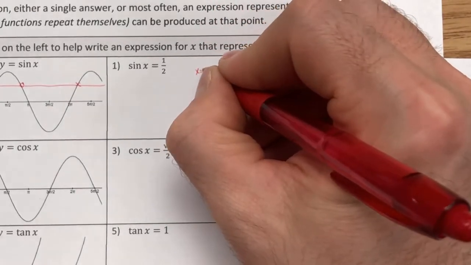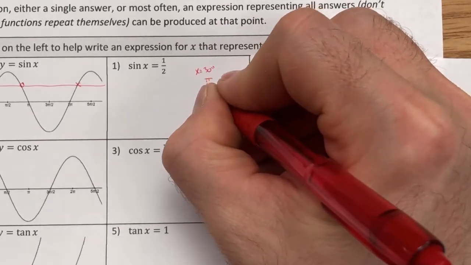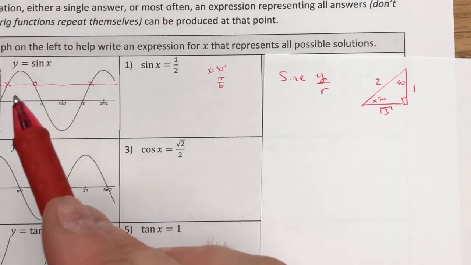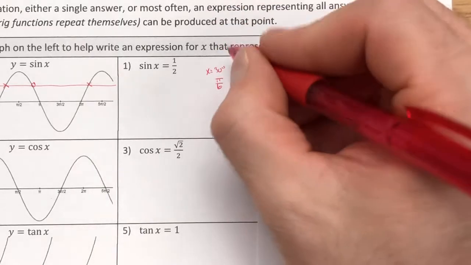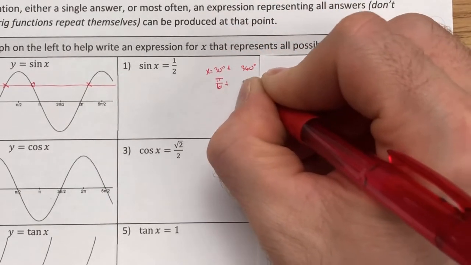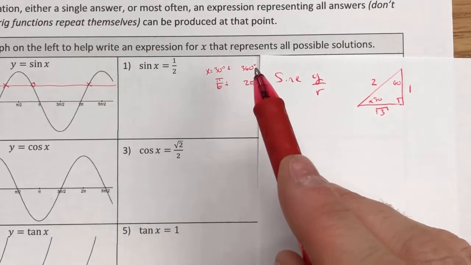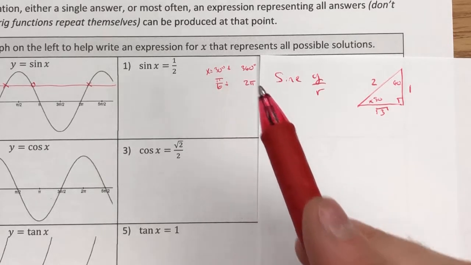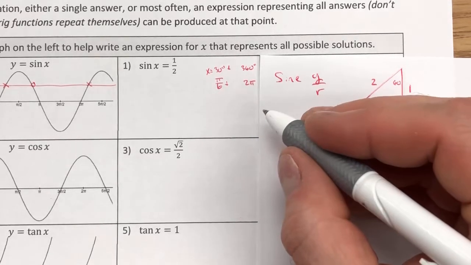I know that x is going to be equal to 30 degrees, or if I want to put that in radians, pi over 6. And then because I've seen the graph and I know that it repeats itself, I know that sine repeats itself every period, or every 360 degrees. If it was radians, every 2 pi radians. I know if that happens once, it's just plus 360. But it can also happen at 720 or 1080. Same thing with radians. It happens every 2 pi, every 4 pi, every 6 pi.